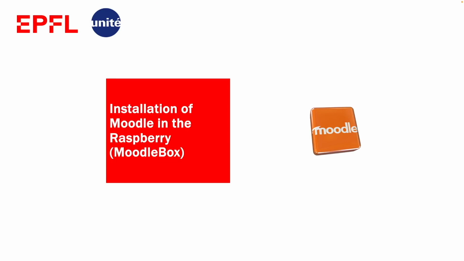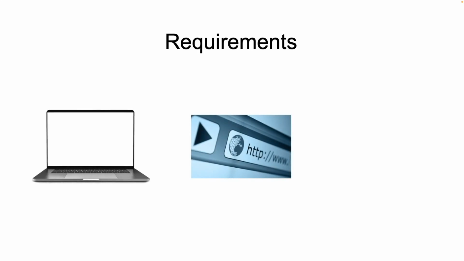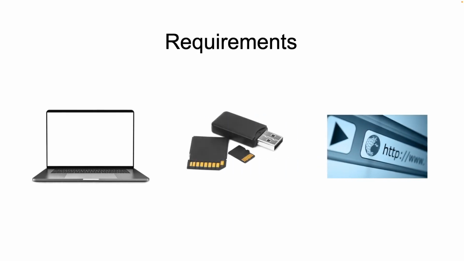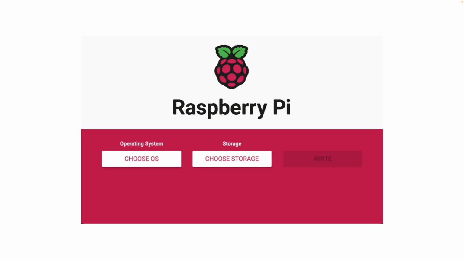Installation of Moodle on the Raspberry Pi, sometimes called Moodlebox. You will need a computer, an internet connection, and an SD card with sometimes an SD adapter. We're going to install Raspberry Pi Imager. Raspberry Pi Imager allows you to install applications like Moodle. There are many other applications you can install, and there are also other ways you can install Moodlebox onto your memory card. However, this is one of the most user-friendly installations.